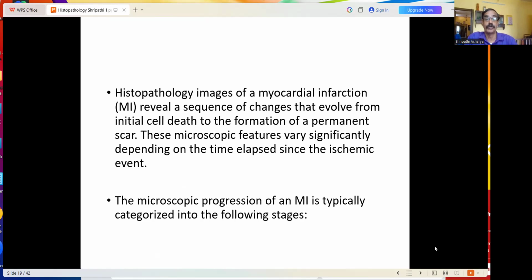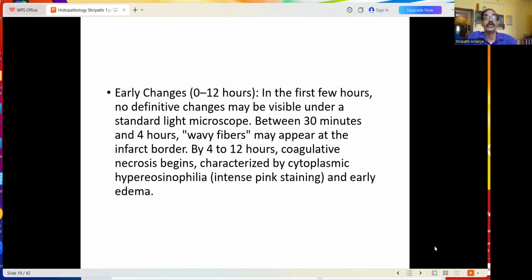The microscopic progression of an MI is typically characterized into the following stages. Early changes at 0 to 12 hours. In the first few hours, no definitive changes may be visible under a standard light microscope. Between 30 minutes and 4 hours, wavy fibers may appear at the infarct border. By 4 to 12 hours, coagulative necrosis begins, characterized by cytoplasmic hypereosinophilia, intense pink staining, and early edema.